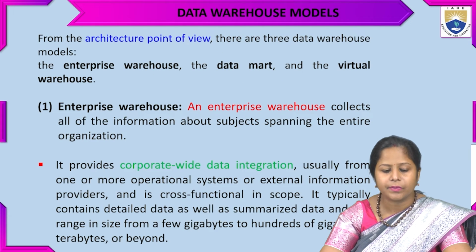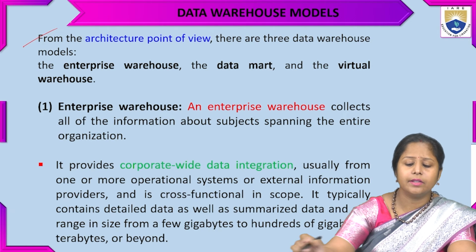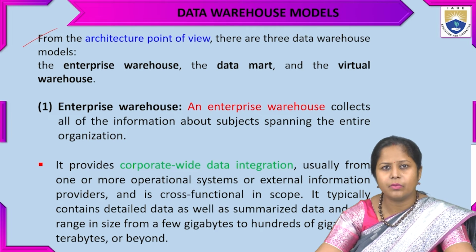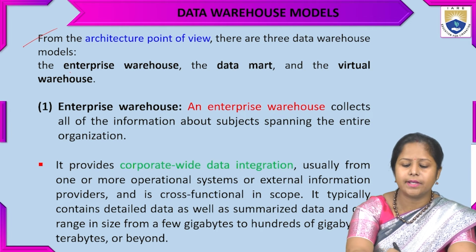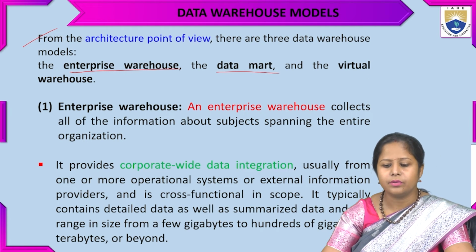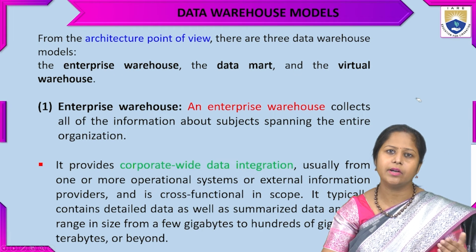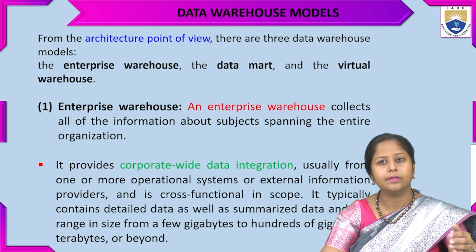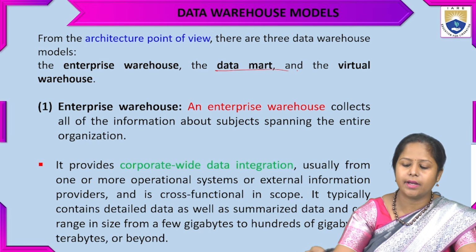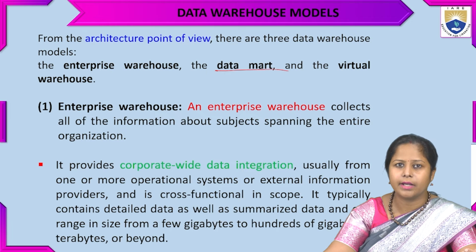Data warehouse models. From the architecture point of view, there are three data warehouse models. The first is the enterprise warehouse, the second is the data mart, and the third is the virtual warehouse. These are the models to store the data. The data warehouse can be in the form of an enterprise warehouse, which is related to the business model, or data marts, or a virtual data warehouse. So there are three types from the architect's point of view.